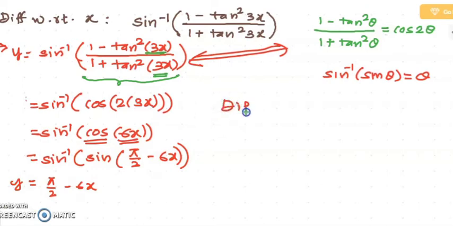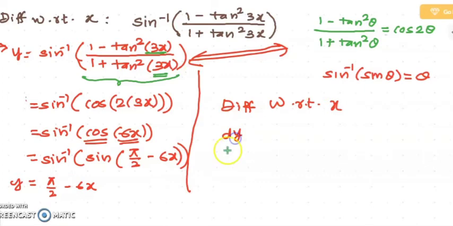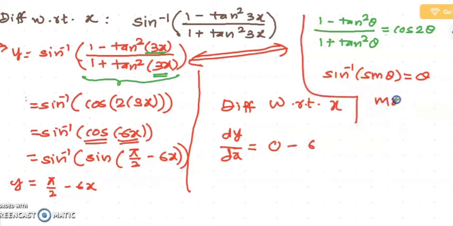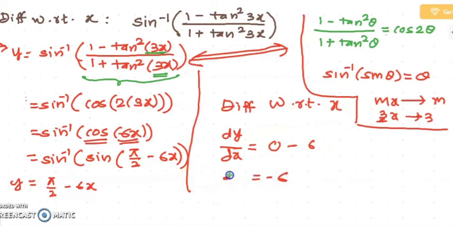Differentiating with respect to x, you get dy by dx is equal to derivative of pi by 2, which is 0, minus derivative of 6x, which is 6. Derivative of mx, constant into x, is that constant. Like 3x's derivative will be just 3: 3 taken constant outside and derivative of x is 1. So 0 minus 6 is minus 6. So dy by dx is equal to minus 6. That is the answer.